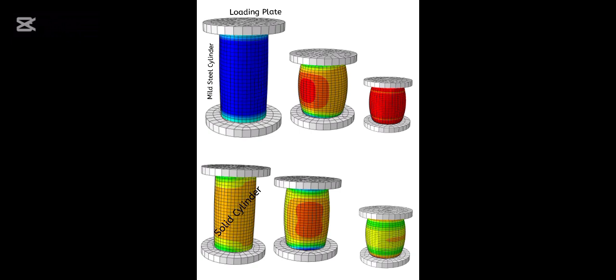Here we have the image showing how the process works when we are designing it and how we look at the result. And here we have a loading plate, a mild steel cylinder, and a bottom plate in order to fix that mild steel in order to get the result.